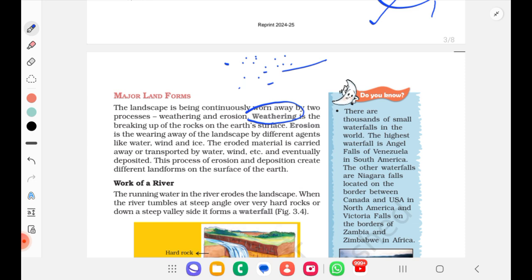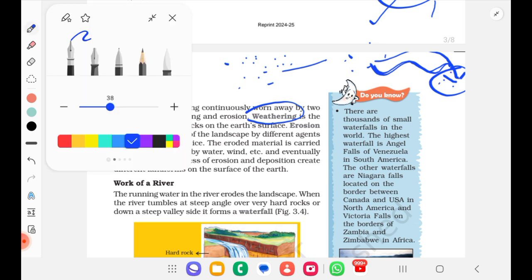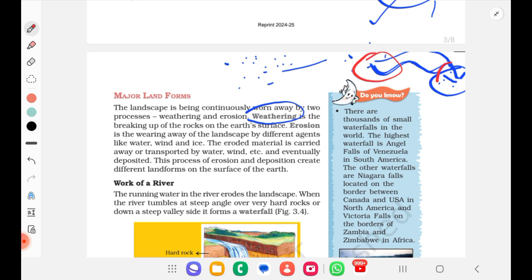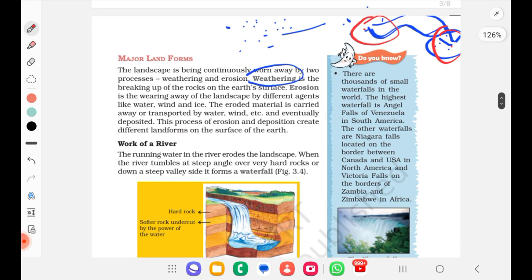And eventually deposited. This process of erosion and deposition creates different landforms on the surface of the earth. So because of this breaking down, weathering, and then erosion, carrying it from one place to another, and then deposition, these sediments are deposited here. See, here the sediments have gone, and sediments over here are deposited. So the landform got changed. That's what they are saying in this paragraph.